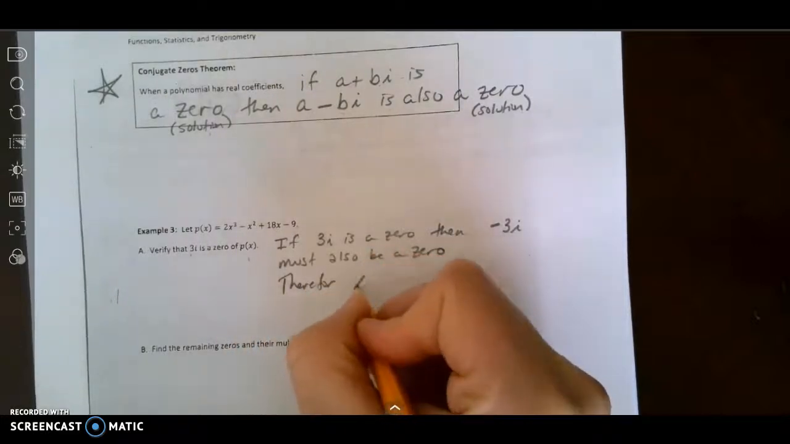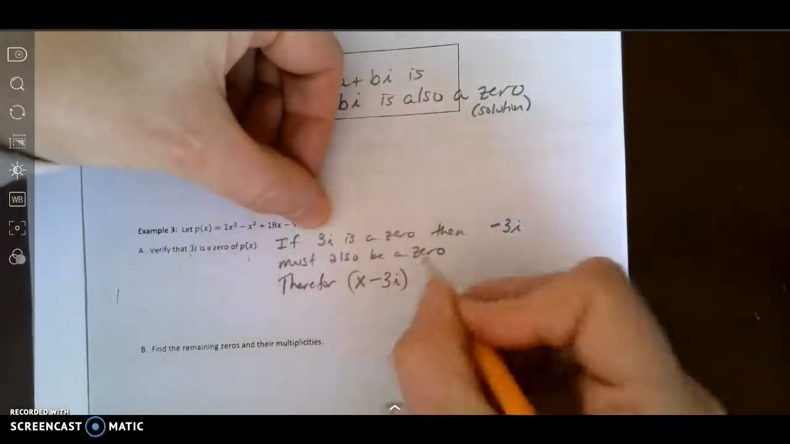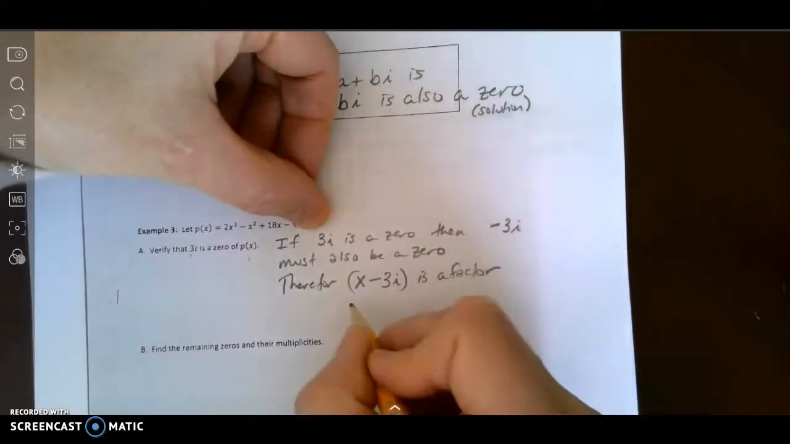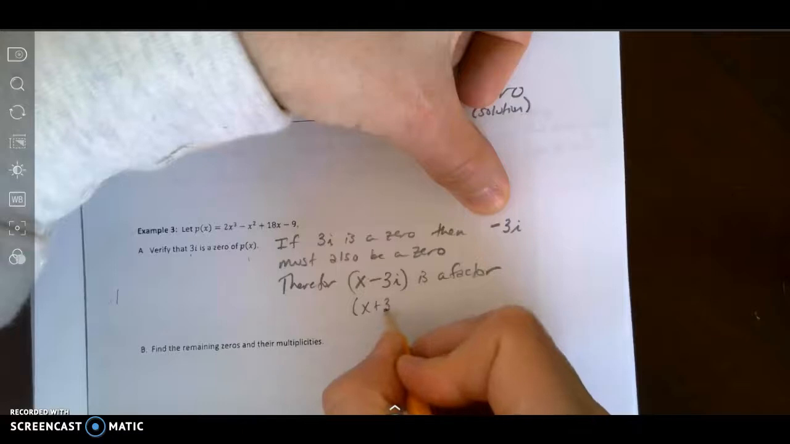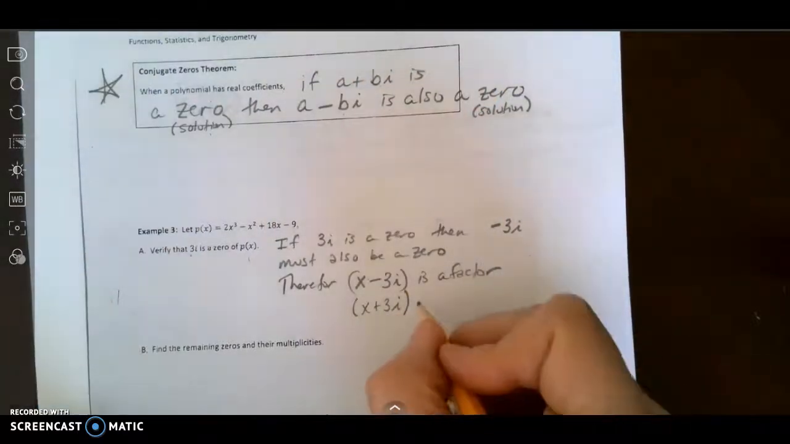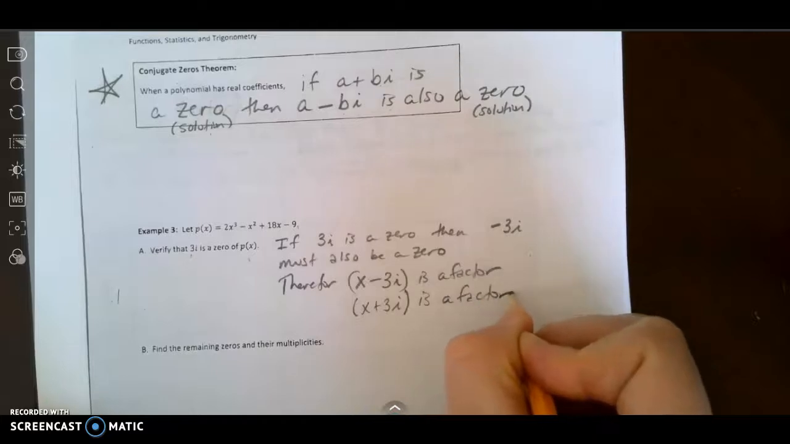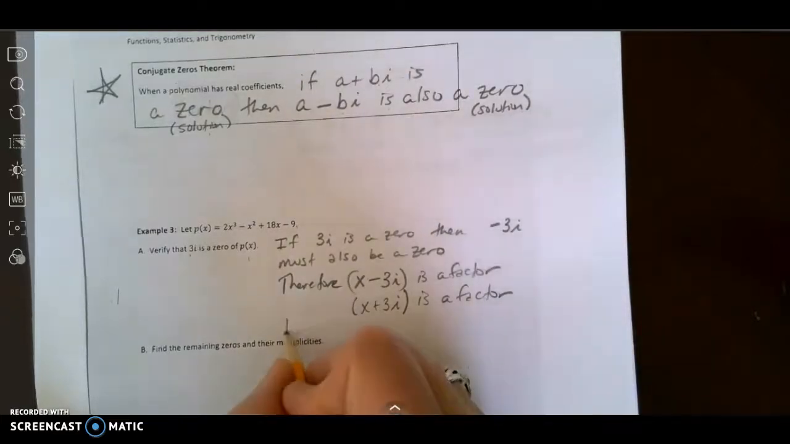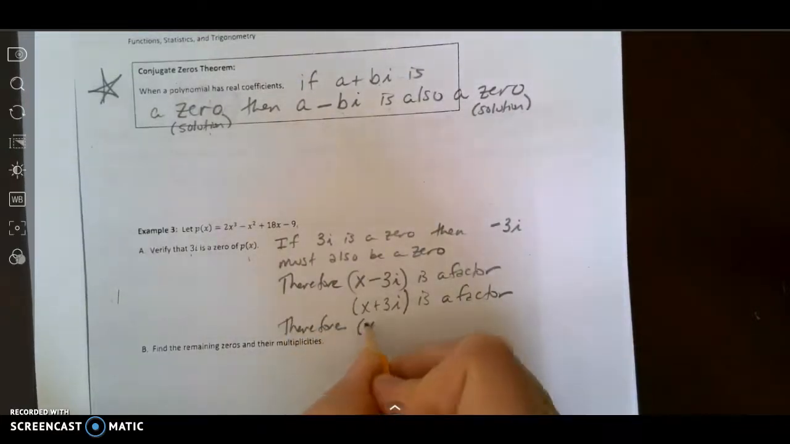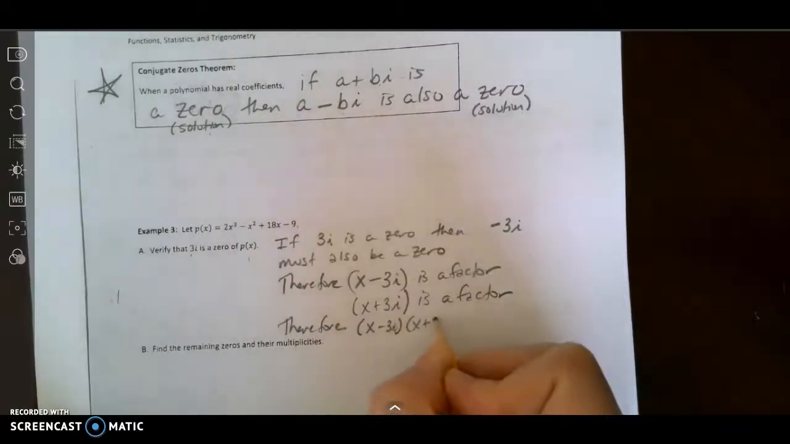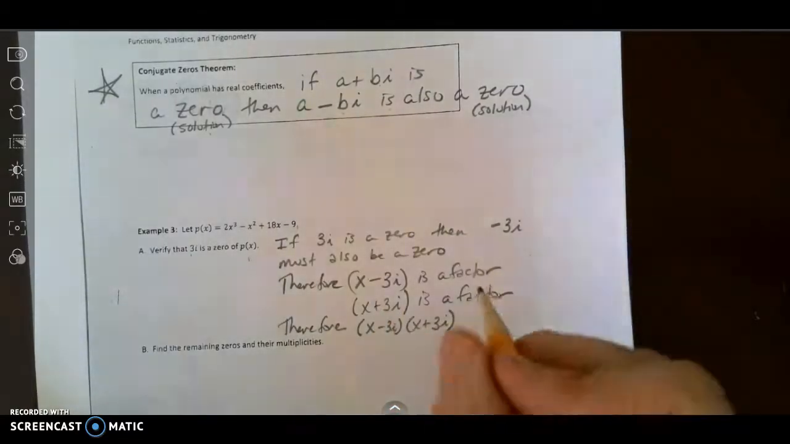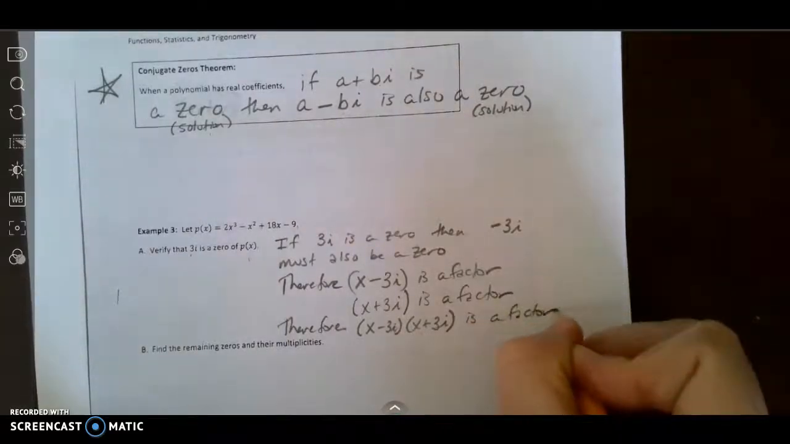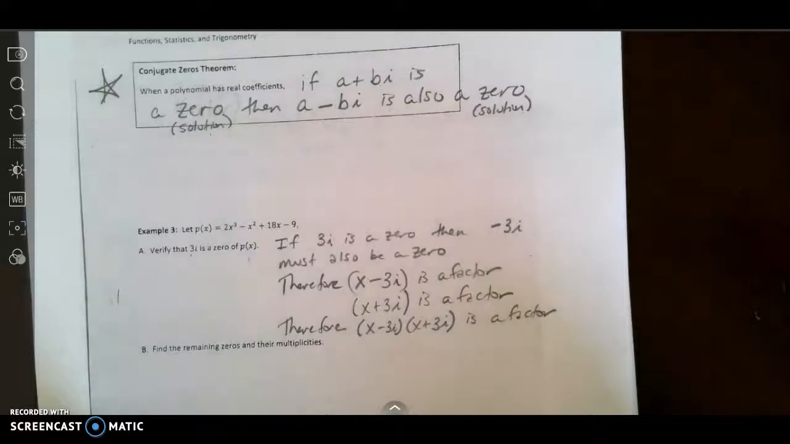Therefore, x minus 3i is a factor. And for this one, x plus 3i, because it's always x minus the 0, is a factor. Therefore, x minus 3i times x plus 3i, I can multiply them together, is a factor. I mean, think about it. If 2 is a factor of something and 3 is a factor of something, then 2 times 3, or 6, must also be a factor.